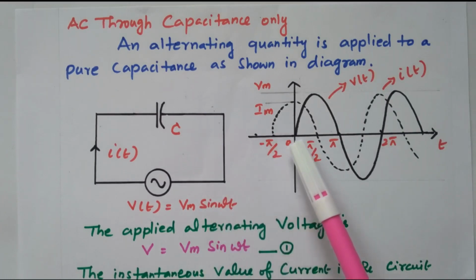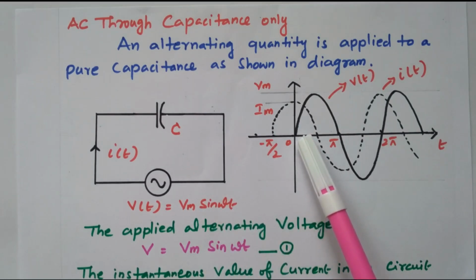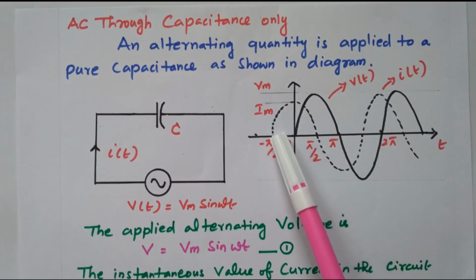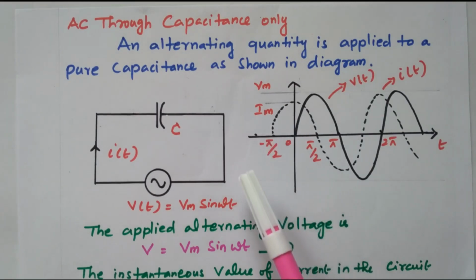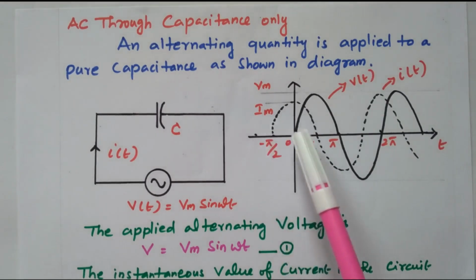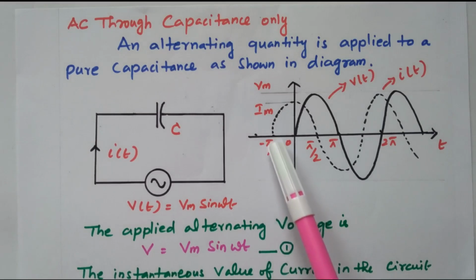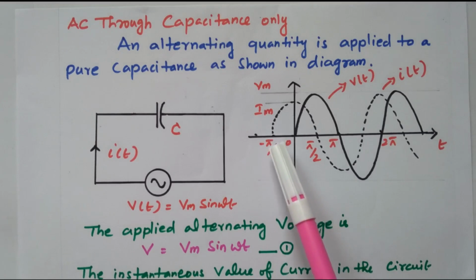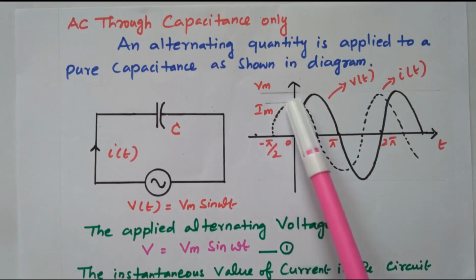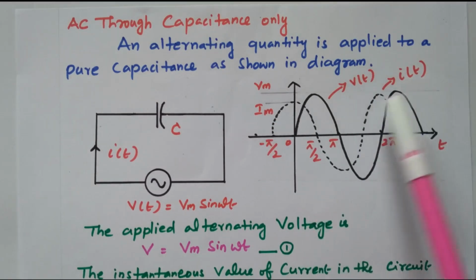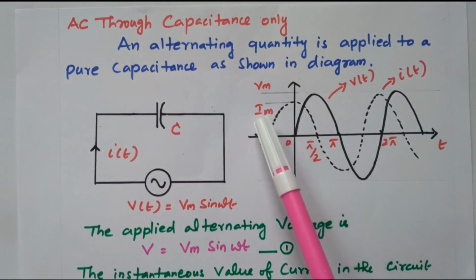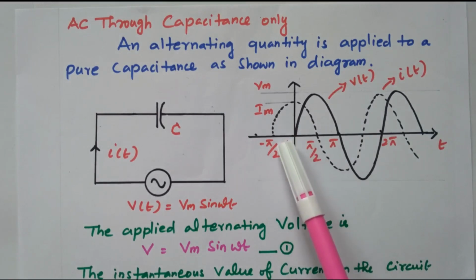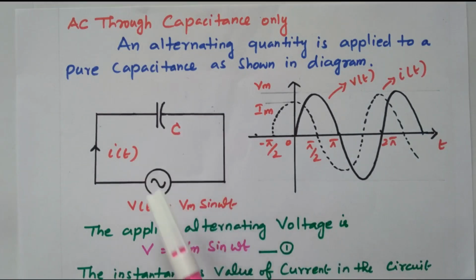In a capacitor, the current is leading by 90 degrees. Current will start before the starting of voltage. Before the voltage starts, the current starts 90 degrees earlier. It means the current is leading the voltage by 90 degrees. So current starts from here, at an angle of 90 degrees before the voltage. So this is the current waveform I of t. This is the maximum value Im. So the current is leading the supply voltage by 90 degrees in the capacitor.